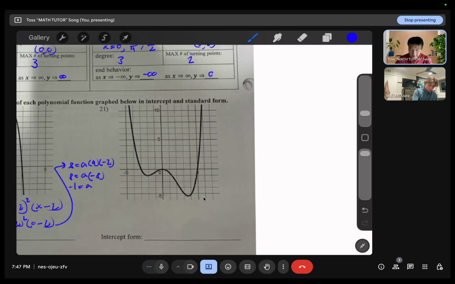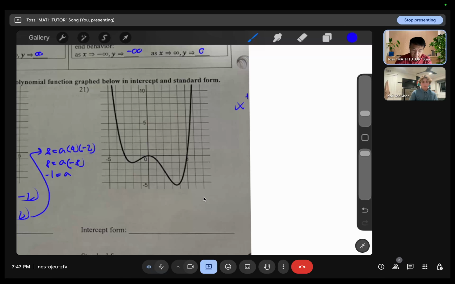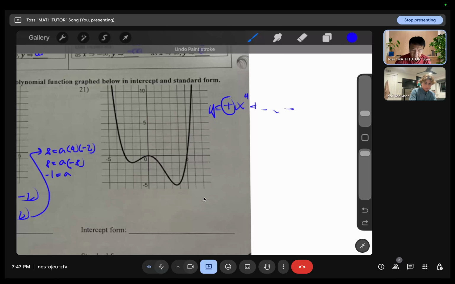Let's do this one. Expect this is going to be x to the fourth positive. So I think you anticipate that. It'll be positive. So this is what it's going to look like. Okay, that's my y.